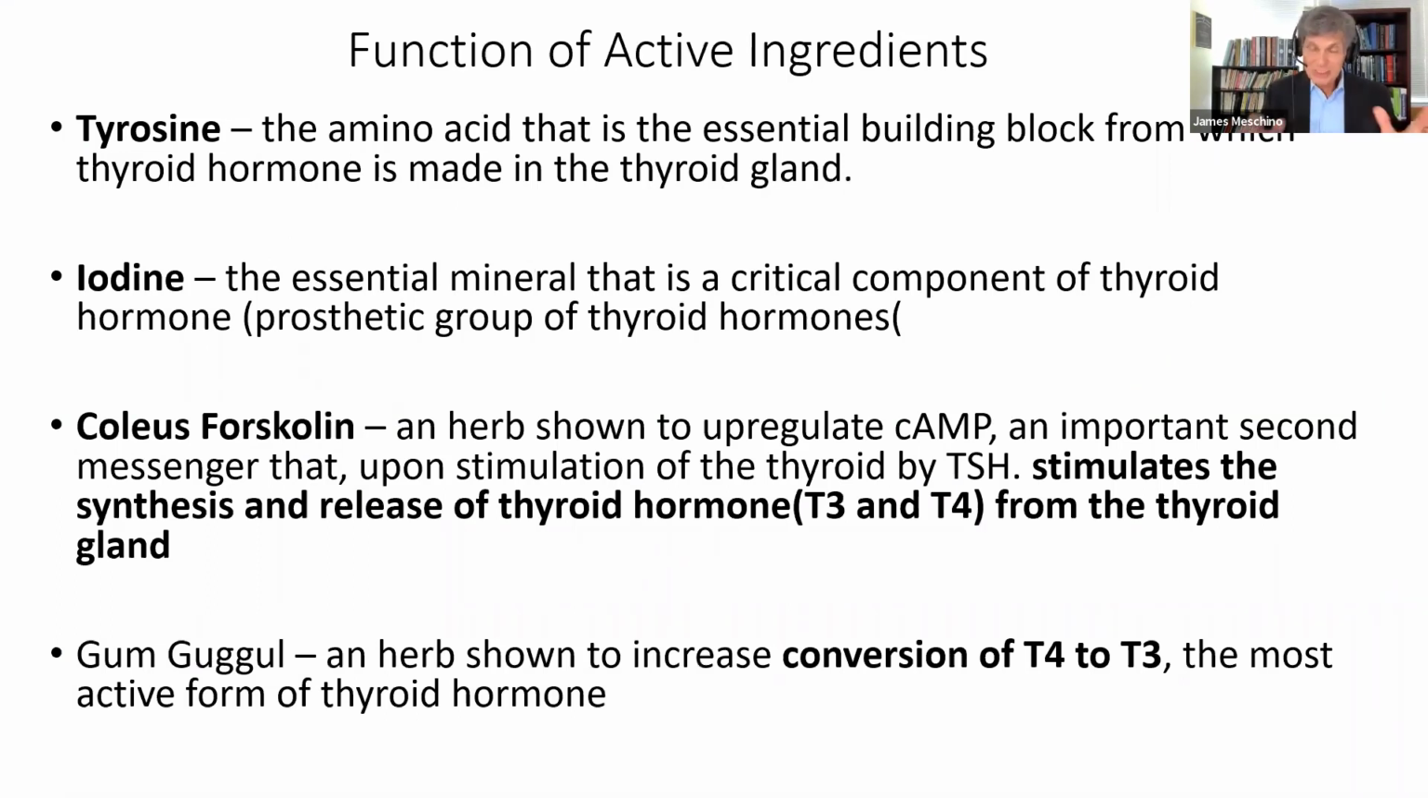So the functions of those 4 ingredients, again, tyrosine is the main amino acid required as the building block for thyroid hormone. Iodine is the prosthetic group of thyroid hormone. Coleus forskolin helps to convert T3 to T4, as I'll show you in the research. And coleus forskolin helps to stimulate a greater release of T3 and T4 in some subclinical hypothyroid cases. And gum-gugal helps the conversion, as I said earlier, of T4 into T3.